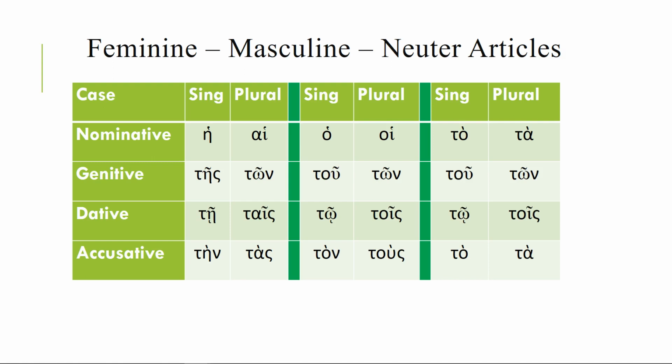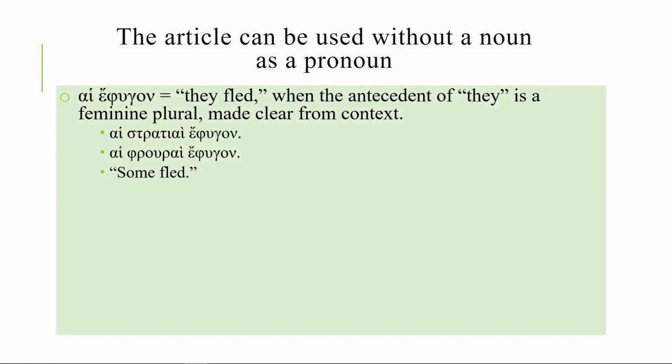Now, something that is a little odd about Greek, rather than say English, is that the article can actually be used without any noun. So we don't say "the went down the road." We say "the car went down the road." In Greek, they'll often use the article as a shortcut for a pronoun. So hai ephugon, ephugon means fled. Hai is just the feminine nominative plural article. And you can translate that perfectly well as "they fled," as long as whoever the "they" is is feminine plural, and you know it from the context.